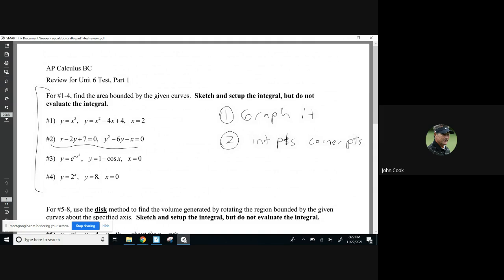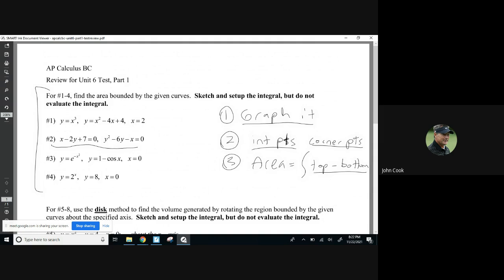And then after that, you find your area by setting up an integral. So it's going to be the top function minus the bottom function. And then decide if you're going to use dx or dy. Sometimes the intersection points will be pretty obvious, sometimes you need to solve for them. But if you graph it on your calculator, you can use your graphing calculator's solving function or intersection function to just get the intersection points.